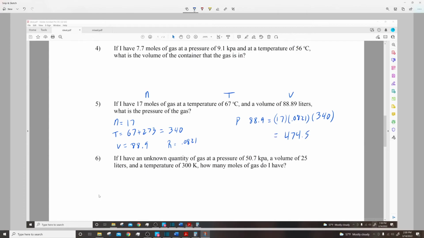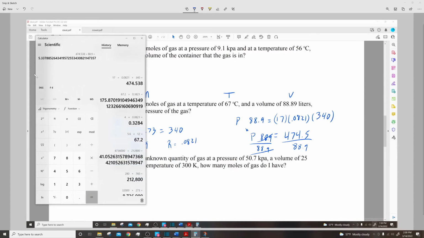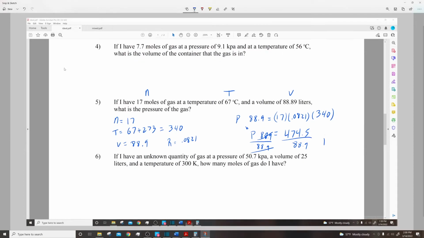I'm going to bring everything down so you can see it. So P times 88.9. We need to isolate the variable. To get it by itself, we're just going to divide both sides by 88.9. That's going to cancel. We can divide this by 88.9, and that gives us 5.33. We're going to put 5.34. So P is equal to 5.34, and our unit is going to be ATM. The reason it's ATM is because we put in the R value for ATM. And that's about it. That's 33 minutes, a bit longer than I thought I would spend doing this.